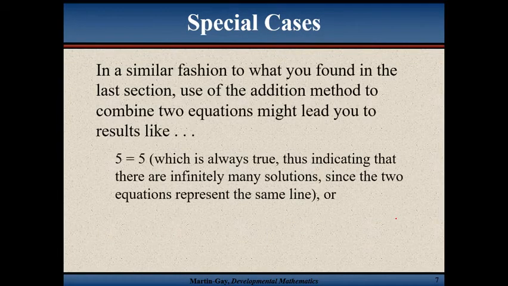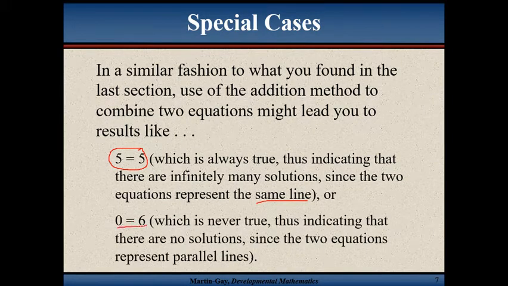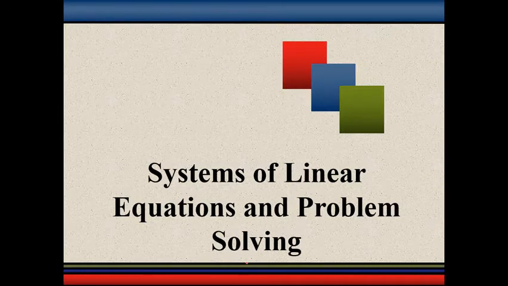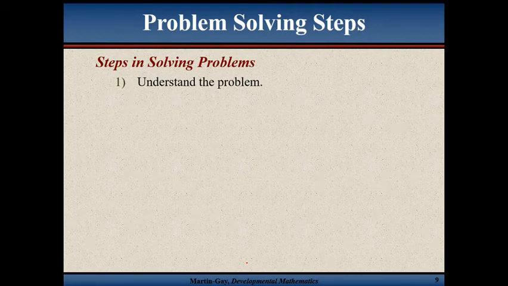Okay. In similar fashion to what you found in the last section, use of the addition method to combine two equations might lead you to results like this. Please notice that if you wind up getting two numbers that are the same number and they're equal to each other, then you have the same line. Conversely, if you wind up with two numbers that are different, then these are parallel lines. That is our review for systems of equation. Now let's take a look at what we do with word problems.